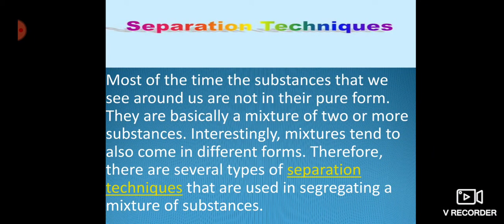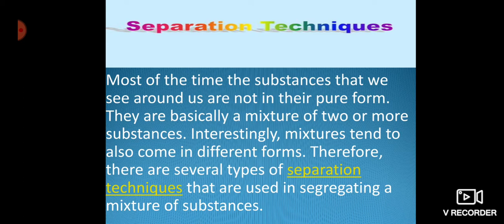Hello students. Today is session number 3 of Chemistry chapter 2, that is, Is Matter Around Us Pure? In the previous sessions we have discussed the types of mixtures, that is solution, suspension and colloids. Solutions are homogeneous in nature. Suspensions and colloids are heterogeneous in nature.